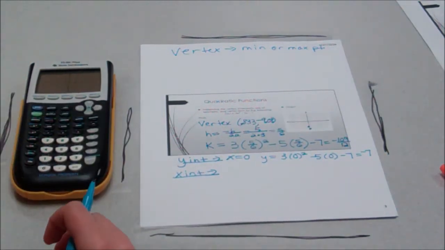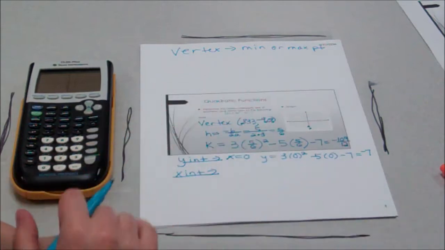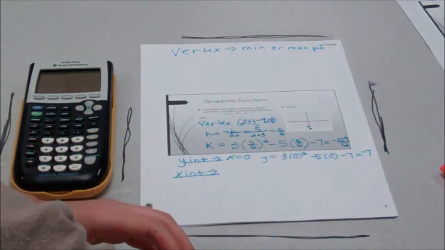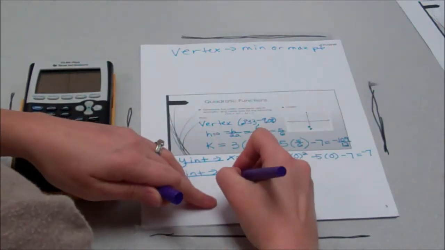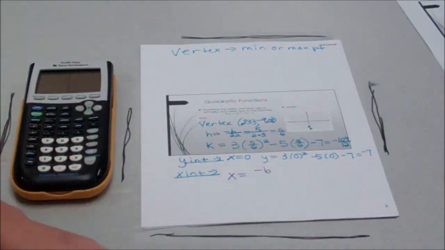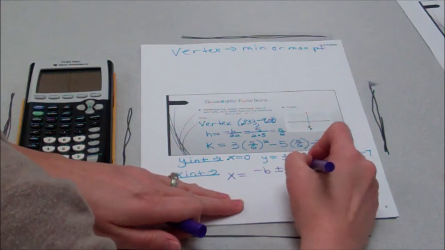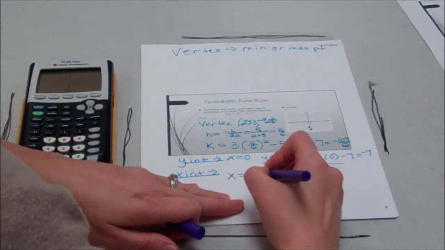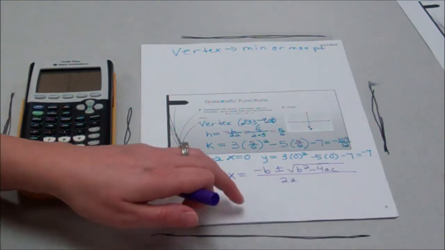I'm going to need the quadratic formula. If you look on the formula sheet that'll be provided for you, it's given. Let's write it out for us, and then we'll fill in the numbers. So x equals negative b plus or minus the square root of b squared minus 4ac all over 2a.